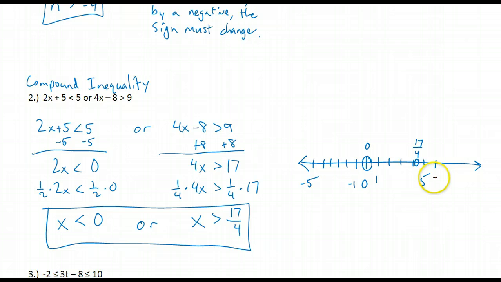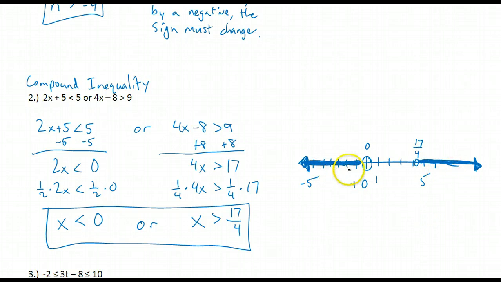So my values for this inequality are 0 and 17/4. Now I have an OR inequality, which means that I can be either here or here with a solution. So x can be less than 0, which are the numbers to the left of the dot, or x can be greater than 17/4, which are the values to the right.